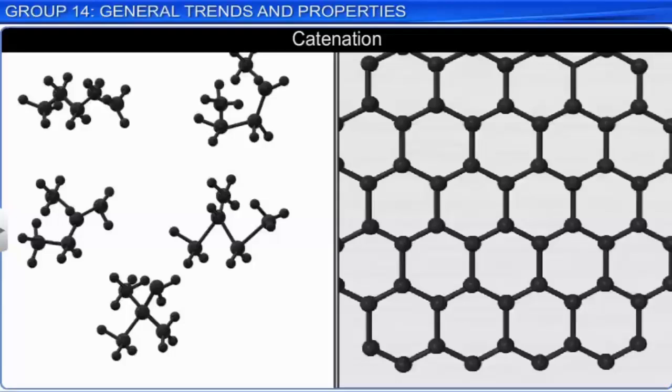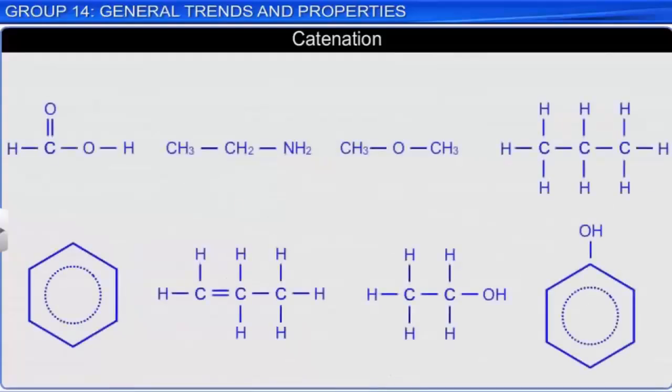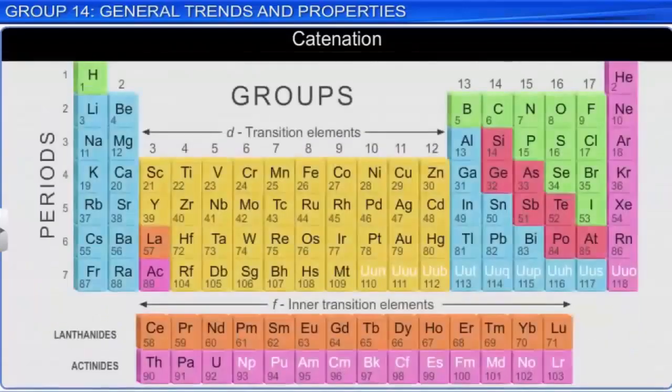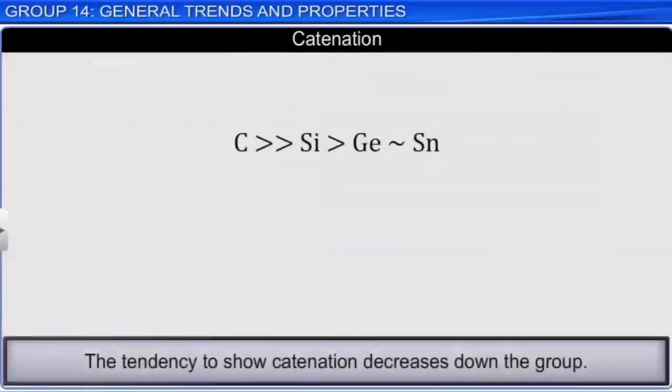As a result, elemental carbon exists in several allotropes, and organic compounds have a wide variety of possible structures. The tendency to show catenation decreases down the group. Silicon shows a lesser ability for catenation than carbon, followed by germanium and tin. Lead does not exhibit any catenation.